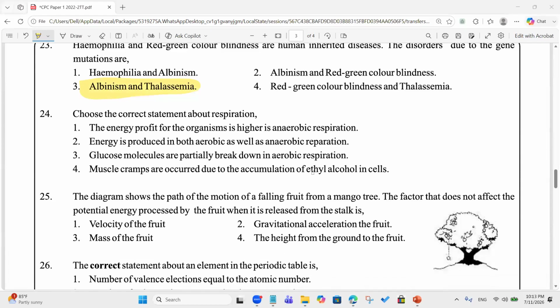Then who's the next one? Tirandi, can you read number 24? Choose the correct statement about the respiration. Second answer, energy is produced in both aerobic as well as anaerobic respiration. Okay, this is the correct one, right? Yeah, both aerobic and anaerobic methods produce energy. That's correct. So which method will produce more energy? Is it aerobic or anaerobic? Aerobic, right? Yes, that's correct.